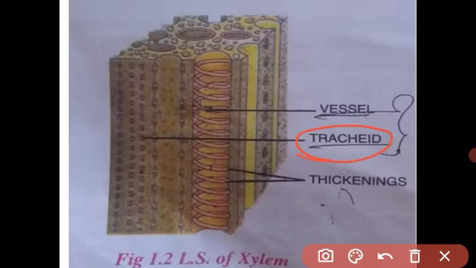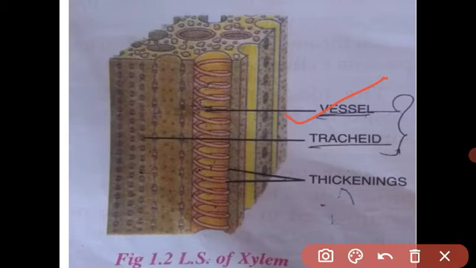What are tracheids? Tracheids are dead cells with tapering ends. The pores are present on the tracheids, and the main function of tracheids is to conduct the water and give mechanical support to the plant. Understood?